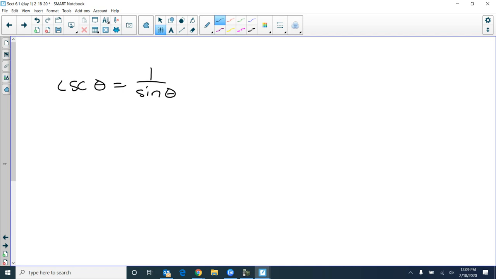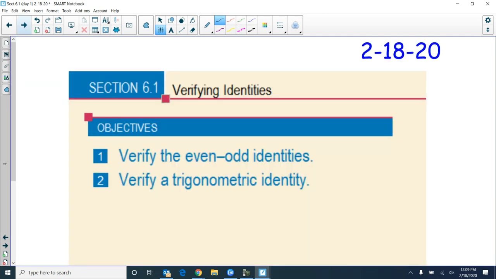The Pythagorean identities are probably the ones you're least familiar with. Okay, and we'll talk about those in a second. We're not really going to verify the even and odd identities, but we're going to verify a trig identity and show how to do that. Okay, that's kind of our goal today.